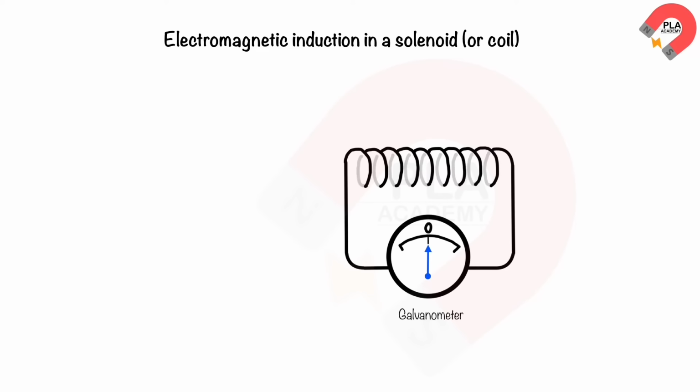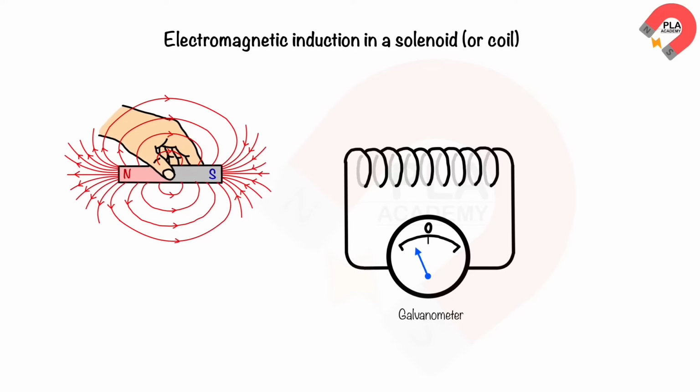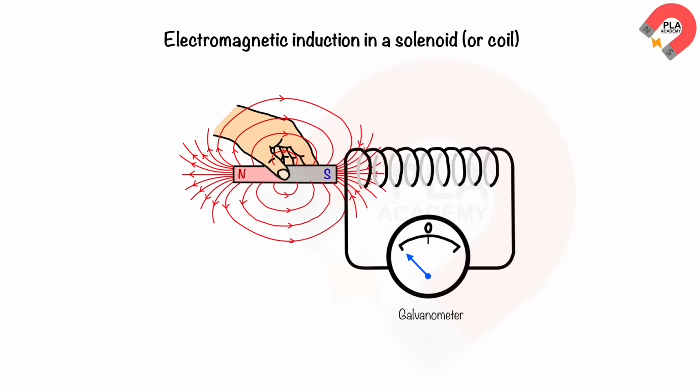When a stronger magnet moves into the solenoid at the same speed as before and stops, the deflection of the needle is greater to the left. This means that the induced current increases as the magnetic field strength increases. The stronger the magnet, the stronger the magnetic field strength.